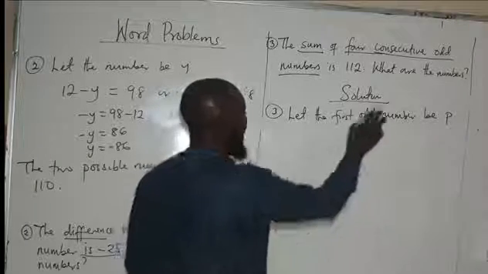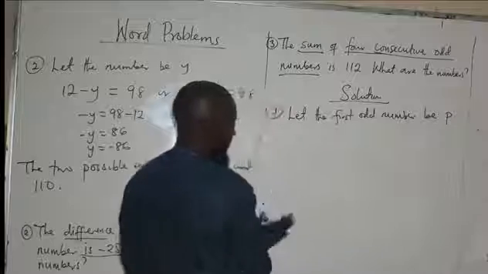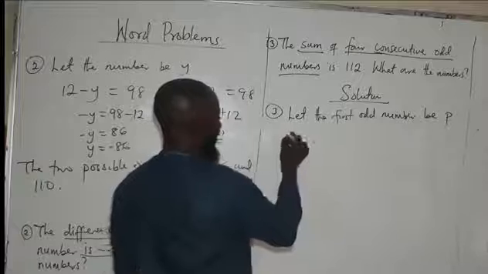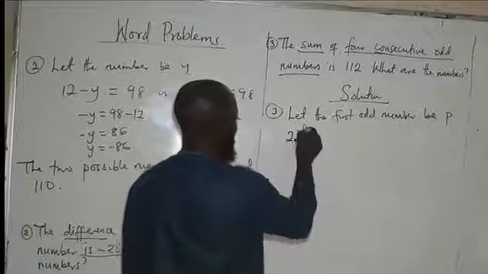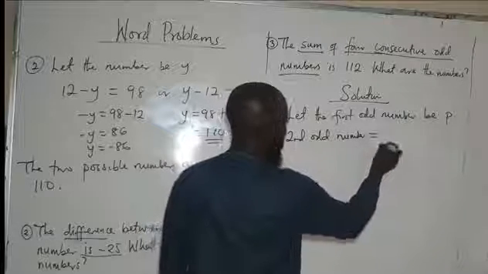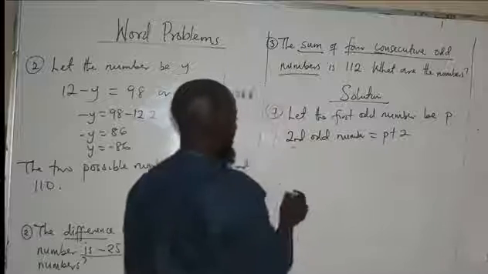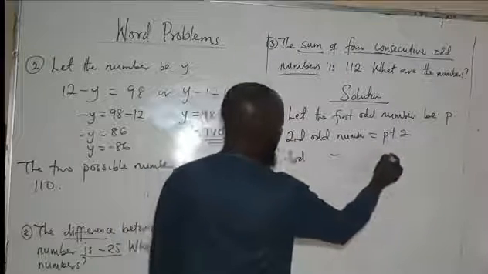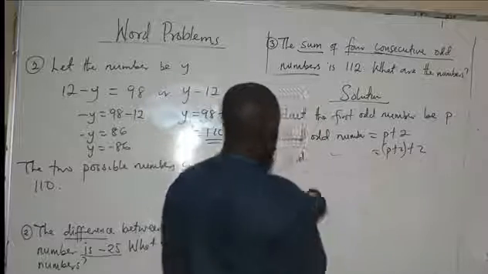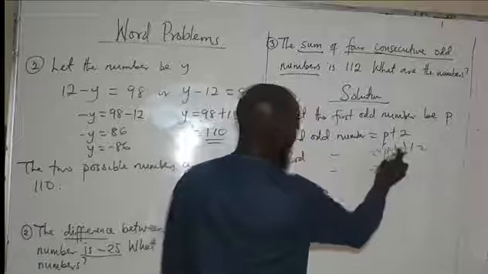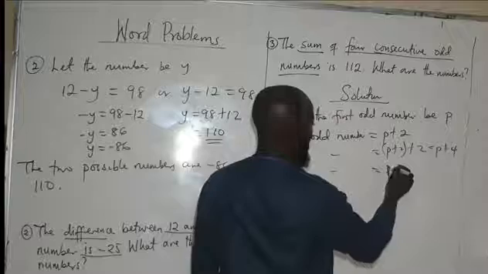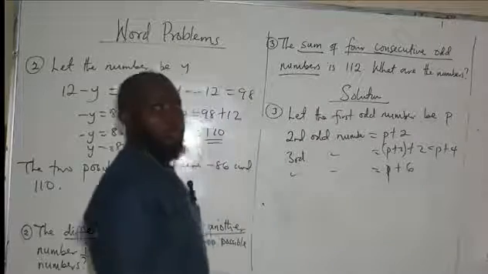Is that clear? So if the first odd number is P, the second odd number will be P plus 2. The third one will be the second one plus 2, which is P plus 2 plus 2. The fourth one will be P plus 2 plus 2 plus 2, so when you open this, you have P plus 4 for the third and P plus 6 for the fourth. I hope I'm making sense.